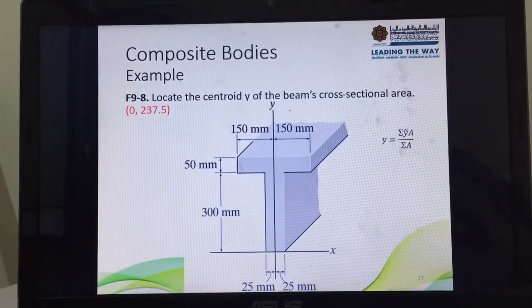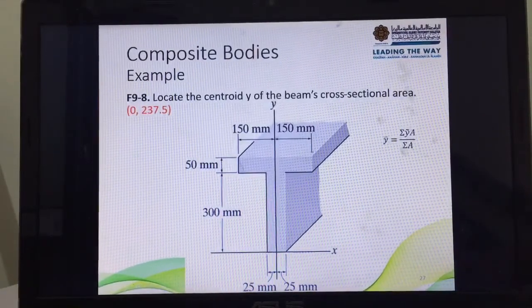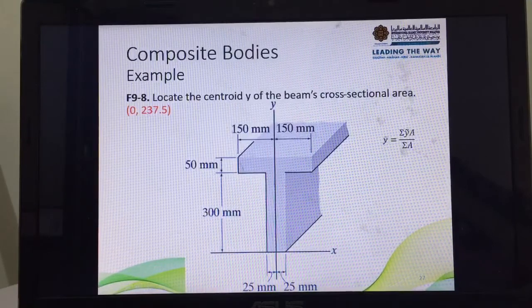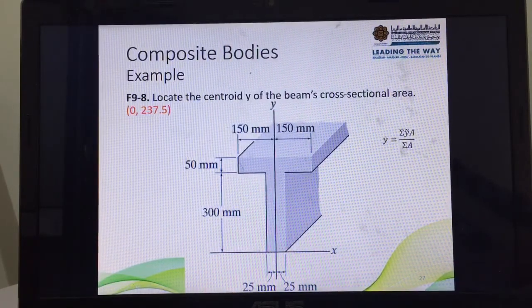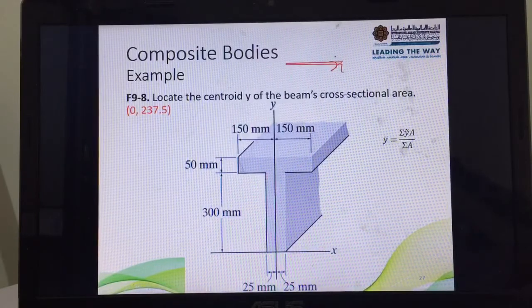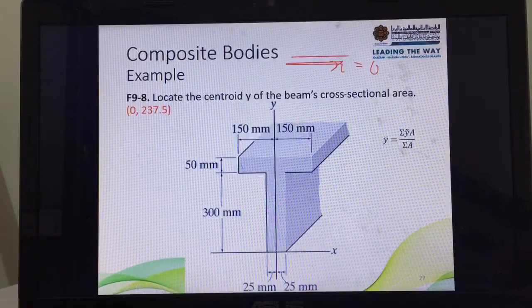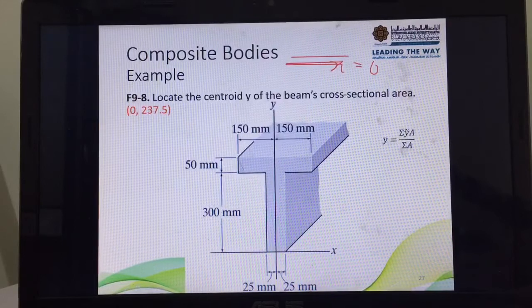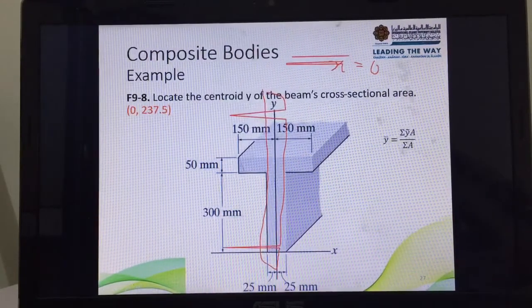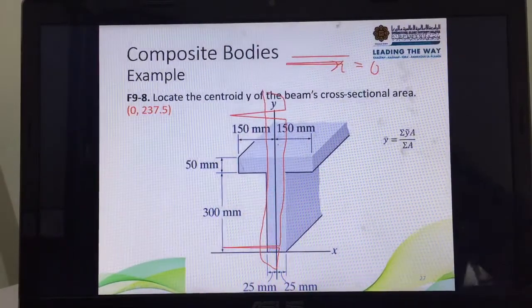Okay, next, the centroid of this cross-sectional area of this beam, the T shape. First thing first, can you see that the location of the centroid, the X bar, is 0? You know that. Why? Because it will be somewhere along this y-axis, right? Somewhere along the y-axis. Okay, for X bar. But for Y, you have to find it.